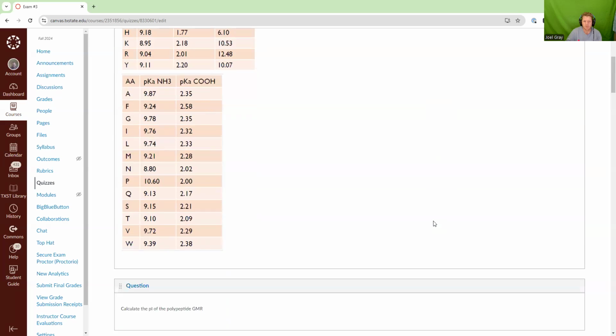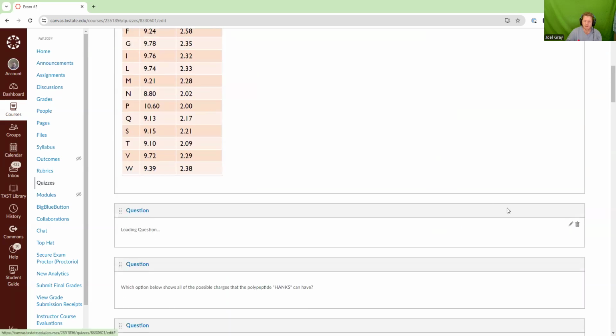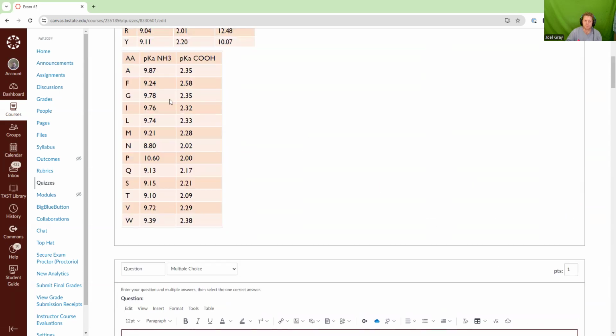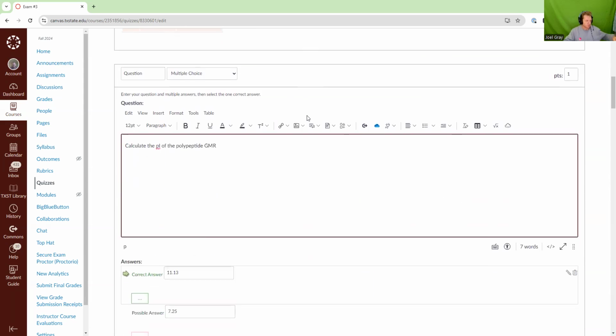Next up is a question asking you to calculate the pI of the polypeptide GMR. So from the N-terminus, this is G, glycine, methionine, arginine. So we're going to use this table up here. We need the N-terminal pKa. So what I'm going to do is do this on a separate piece of paper right here, GMR, and I'm going to look at my possible charges. So G on the N-terminus can have a positive charge. So I'm going to mark that off.